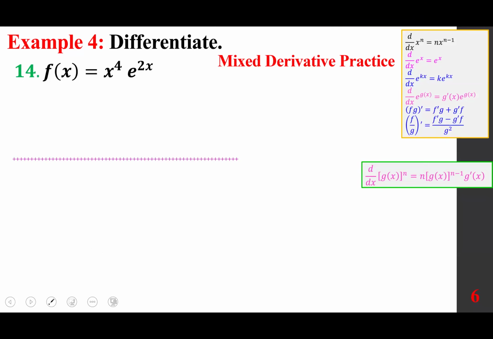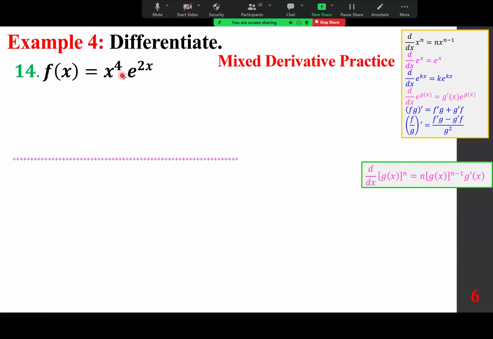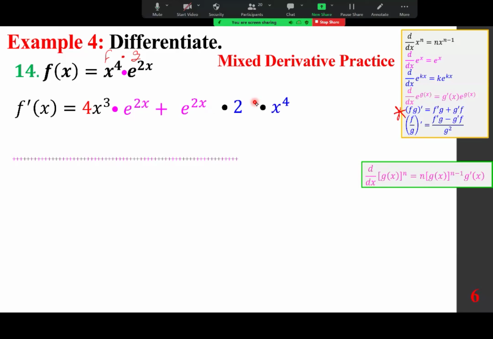F of x is x to the power of 4 times e to the power of 2x. We use the product rule and we put a raised dot here. We call this f times g, and we use the product rule: f prime, for x cubed, times g, e to the power of 2x, plus g prime e to the power of 2x. Exponential, immediately the answer is itself. 2x gives you 2. That's g prime times f, x to the power of 4.